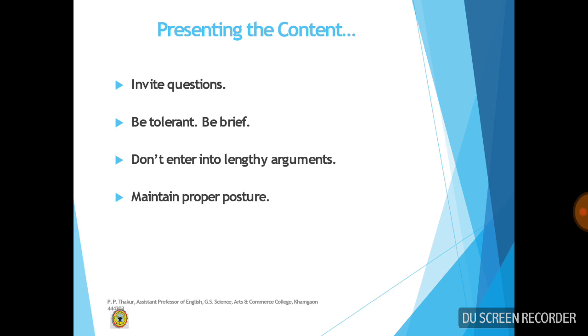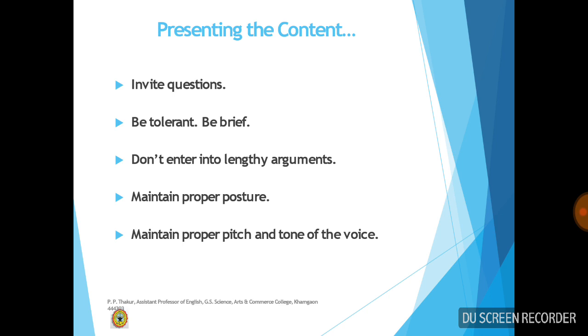You should maintain proper posture while talking. Do not lean forward, or do not stand on one leg. Do not keep shifting your legs. Do not make awkward gestures with your hands. You should maintain proper posture.